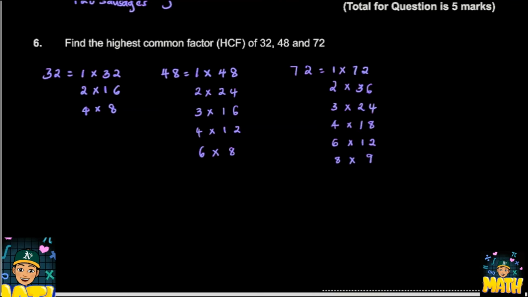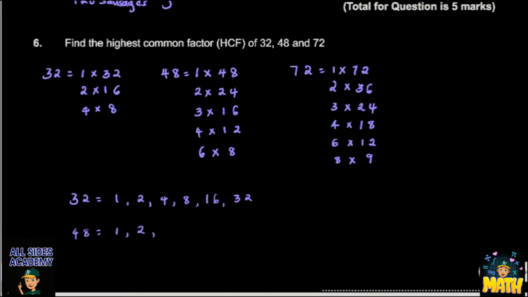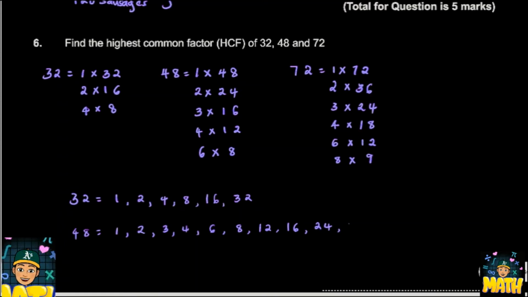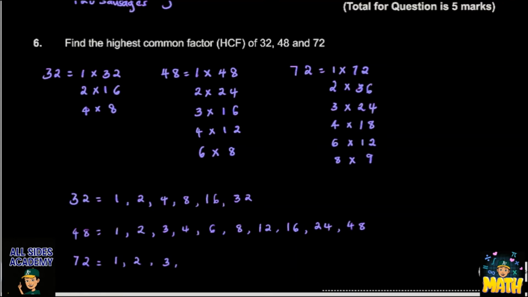All right, so we now need to list down all those factors. So 32 will have 1, 2, 4, 8, 16, and 32. And then 48 will have 1, 2, 3, 4, 6, 8, 12, 16, 24, and 48. Putting them in this order will help you identify the ones that are common, because first we have listed the factors. We need the ones that are common, and then out of the common ones, we identify the highest. That's why I'm putting all of them in this order.